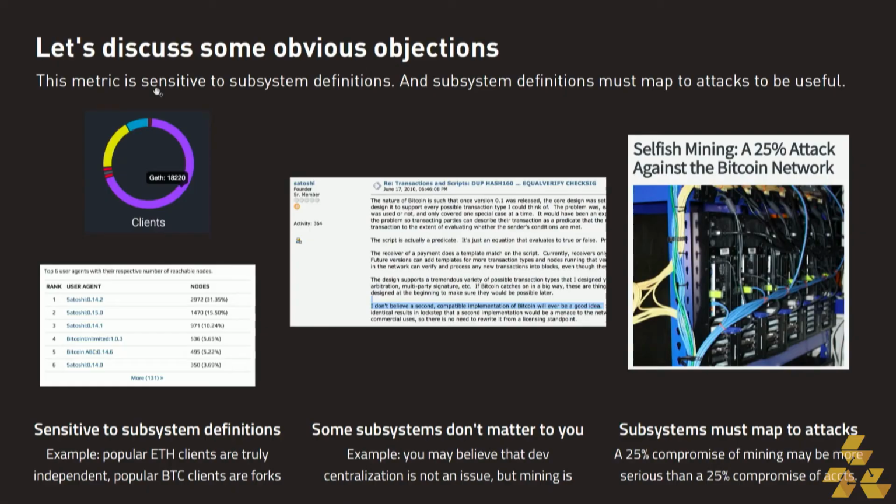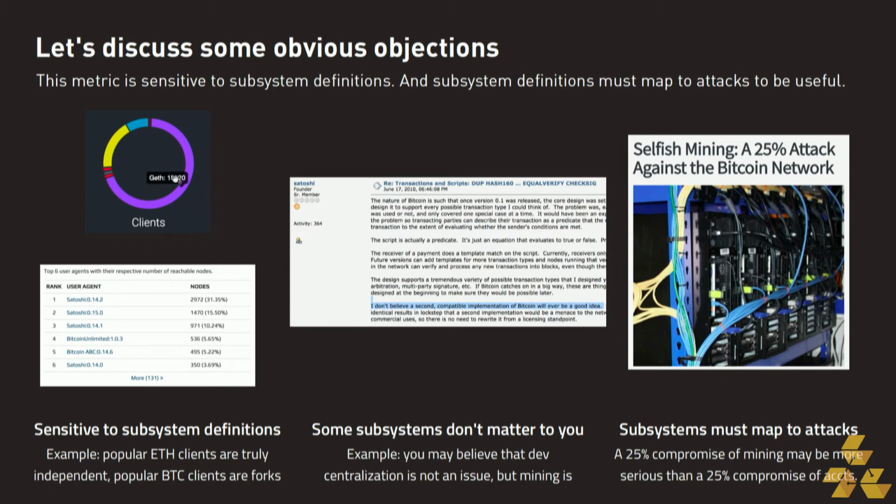And let me go into a little more detail here. So, obvious objections, right? First, the metric is sensitive to subsystem definitions, and subsystem definitions must map to attacks to be useful. For example, someone could say, all right, Balaji, if you take the Nakamoto coefficient as the metric, and you ask how many clients I need to compromise, well, an Ethereum partisan might argue that the Ethereum clients are actually more decentralized because Geth and Parity are completely different code bases, whereas the most popular Bitcoin clients are typically forks of Bitcoin Core. And so actually Ethereum is more decentralized by that metric.